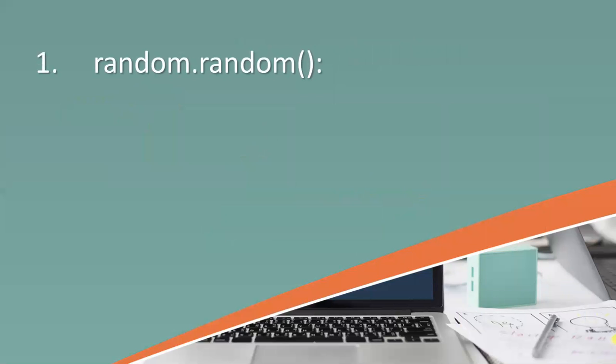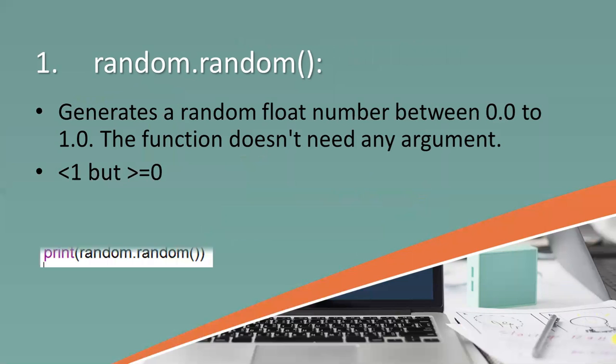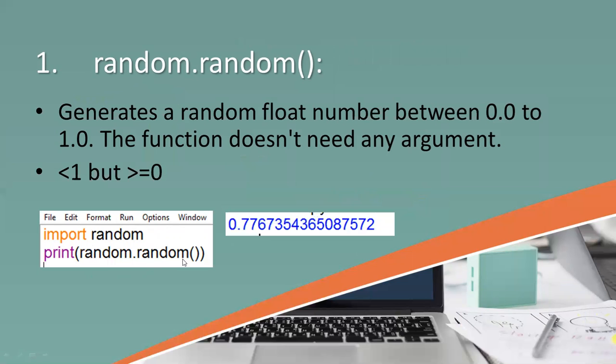The first is random.random. It generates a random float number between 0.0 and 1.0, but it will be less than 1.0. The function doesn't need any argument, so it may generate a number greater than or equal to 0 but less than 1. Let us take one example. Here you can see that the random module is imported, and we are just printing random.random. Since it does not need any argument, it is written as random.random with blank parentheses. Here it is generating 0.77 because it may generate any number greater than or equal to 0 but less than 1. If you run this code the next time, it may generate another number also.